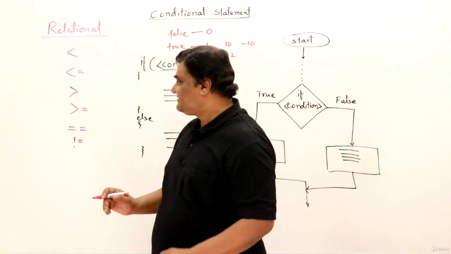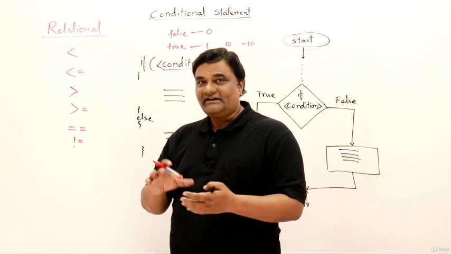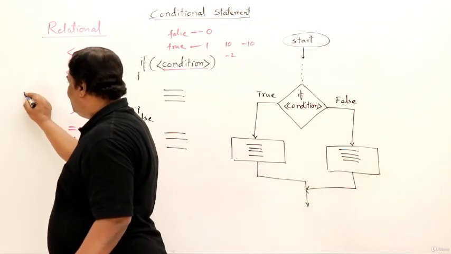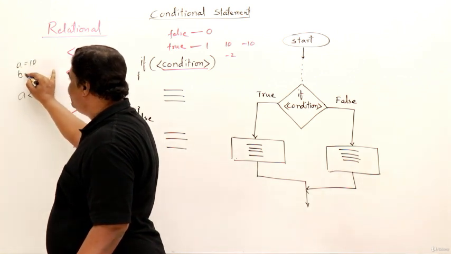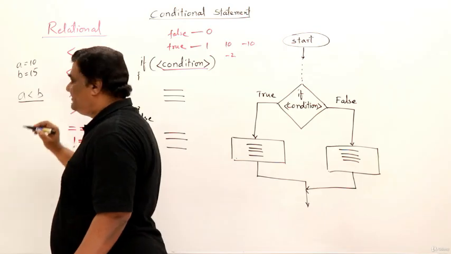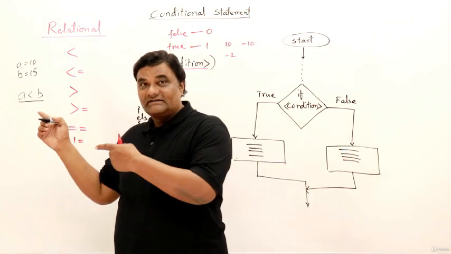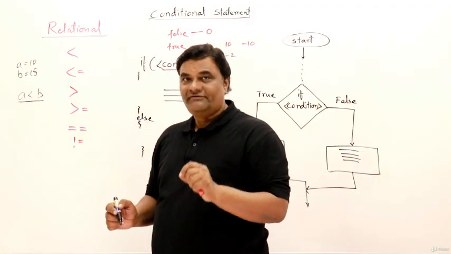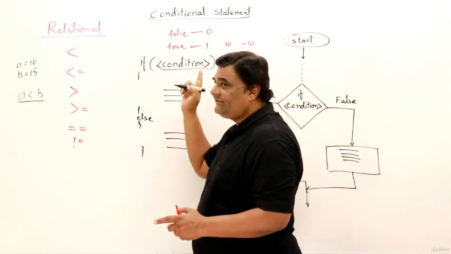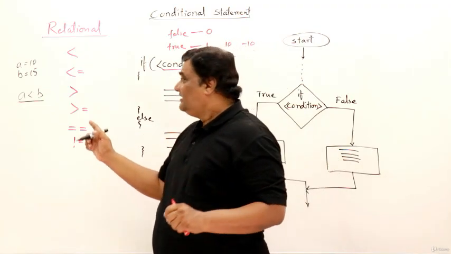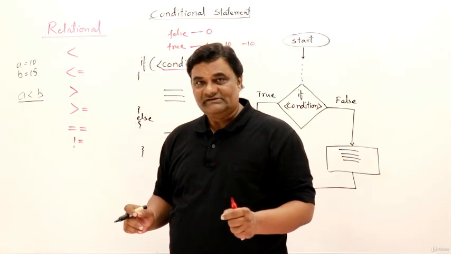Now what are these relational operators? These are used for comparing the values on either side. See, for example, if I write A less than B, suppose the value of A is 10 and the value of B is 15, then what will be the result of this? A less than B. Yes, A is less than B, so it is true. So this gives the result true or false. Actually it gives true or false, meaning 1 or 0. It will not give any other number, it gives 1 or 0. All these operators give the result either true or false, right?